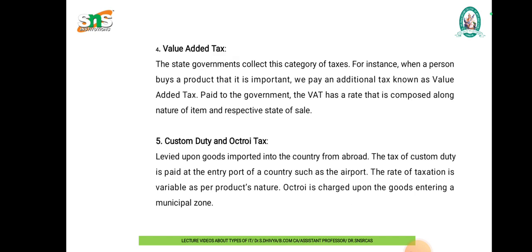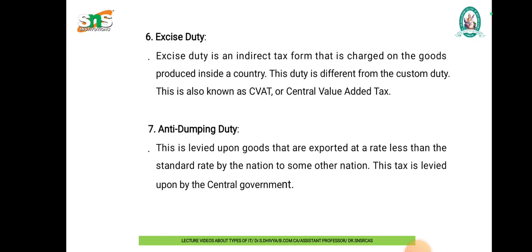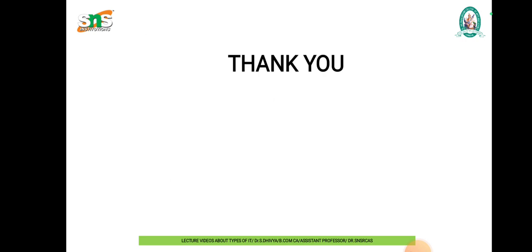Octroi is charged upon goods entering the municipal zone. So when we move goods from one zone to another, based on reaching the municipal zone, we have to pay the octroi tax. Next, excise duty. Excise duty is the tax we pay when we manufacture and sell goods inside the country. So this tax is also submerged. Anti-dumping duty is a levy upon goods exported at a rate less than the standard rate by one nation to some other nation.